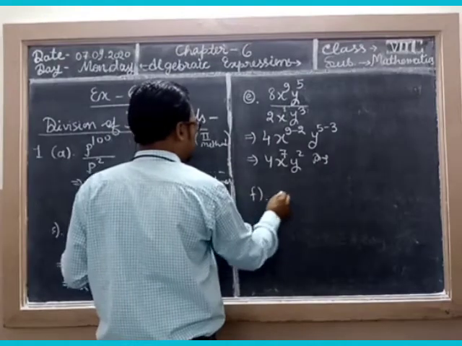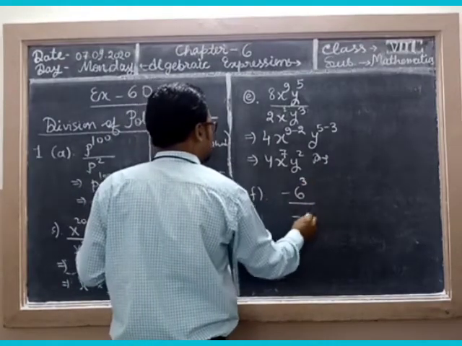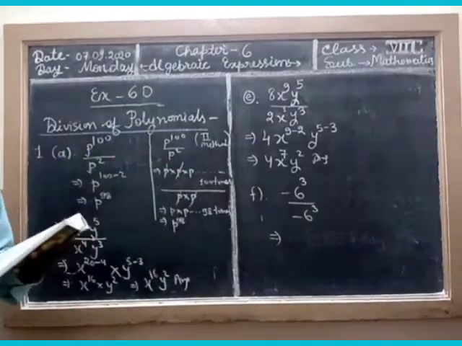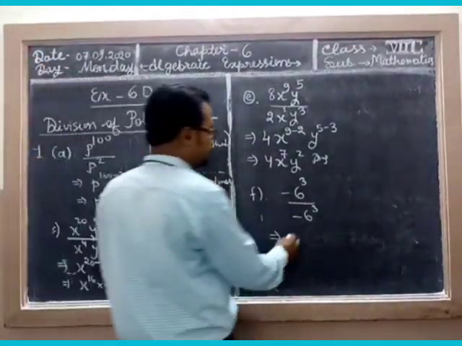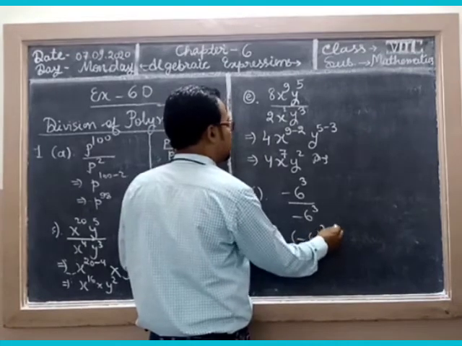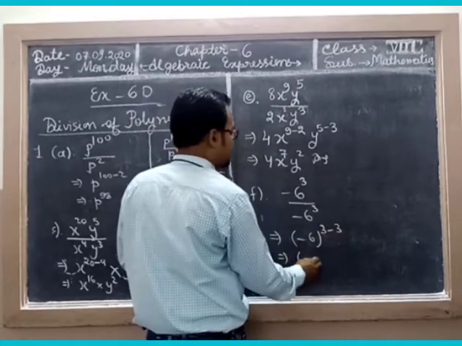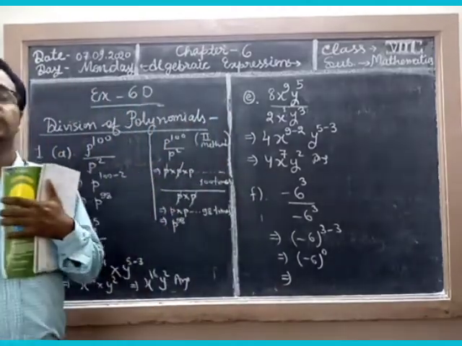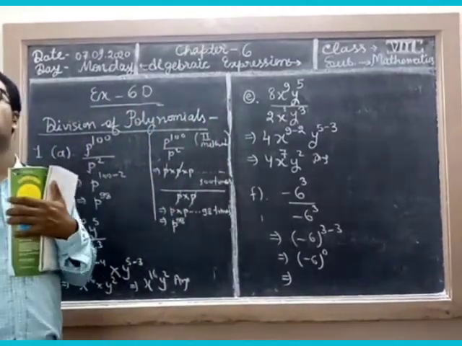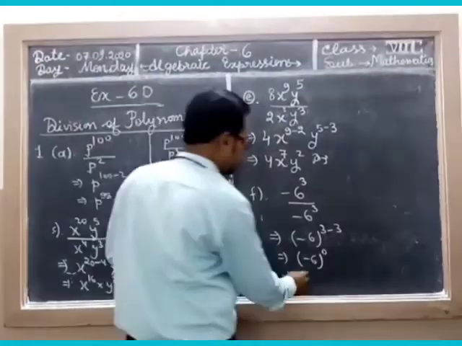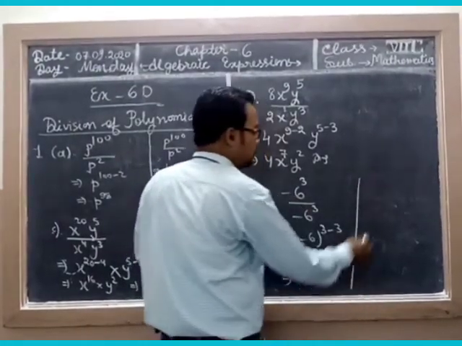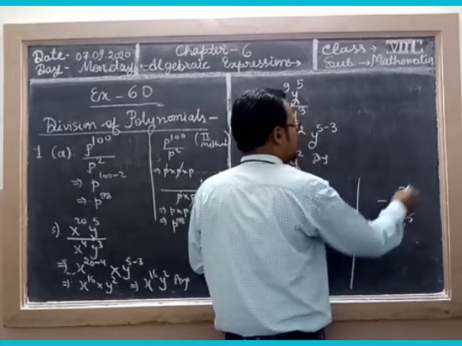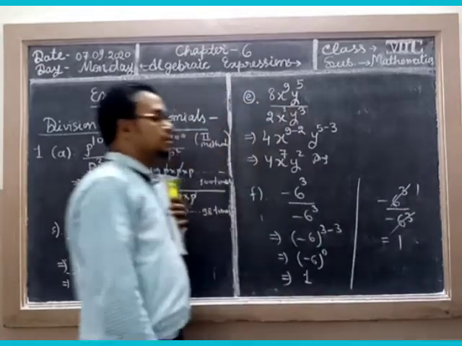F part, minus 6 to the power 3 upon minus 6 to the power 3. So bases are the same, both are minus 6. So we write minus 6 to the power 3 minus 3, so minus 6 to the power 0. And as you know, if 0 is the power of any number, then the result is always 1. We can also solve in this manner: 6 to the power 3 upon 6 to the power 3 cancel out each other one time.